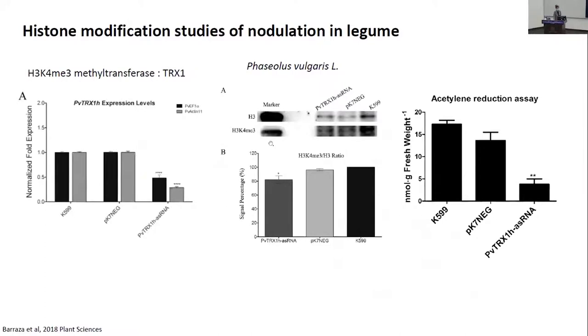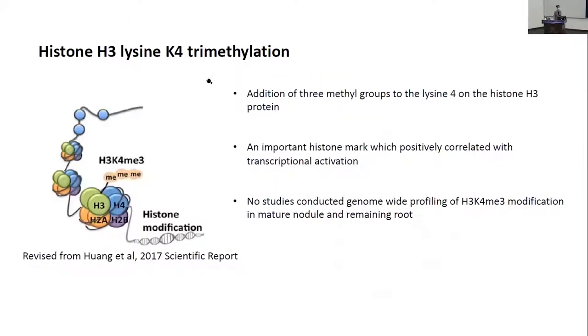So H3K4 trimethylation is an important histone modification, and it refers to the addition of 3 methyl groups to the lysine 4 residue of the histone H3 protein. It was reported to be positively correlated with transcription activation in both mammals and plants. However, no study has conducted genome-wide profiling of H3K4 trimethylation in mature nodules and the remaining roots.